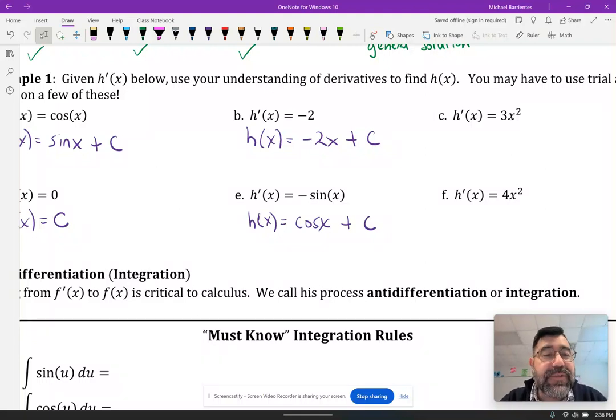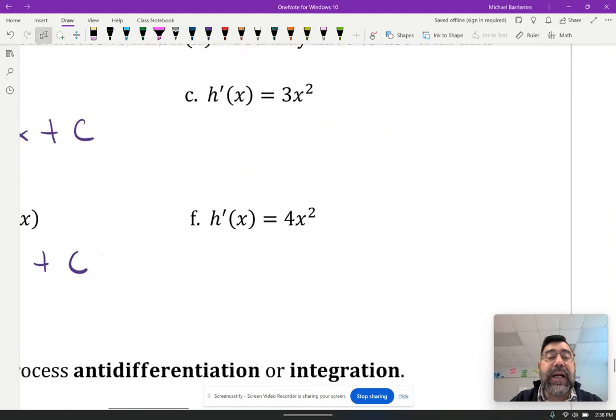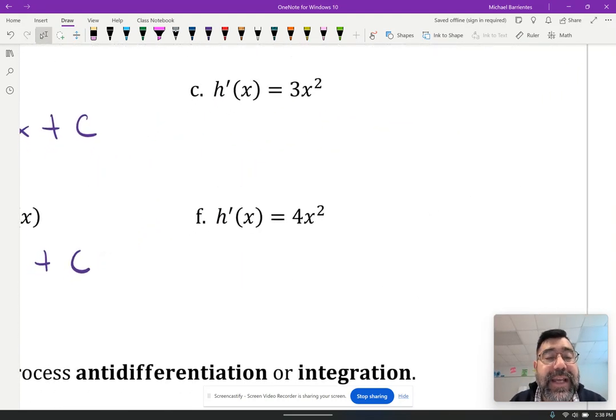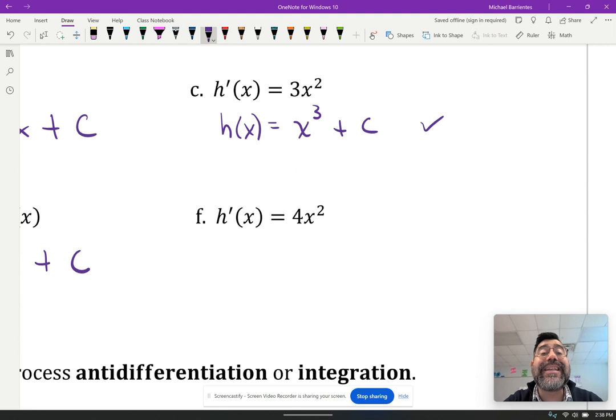All right, welcome to video 2 of basic anti-derivative rules, anti-differentiation, if you will. I asked you to think about how to do C and F here. Did you think of a function whose derivative is 3x squared? If you said x to the third, you would be correct, but don't forget the plus c, and now you have a complete antiderivative, or an indefinite integral. They mean the same thing.